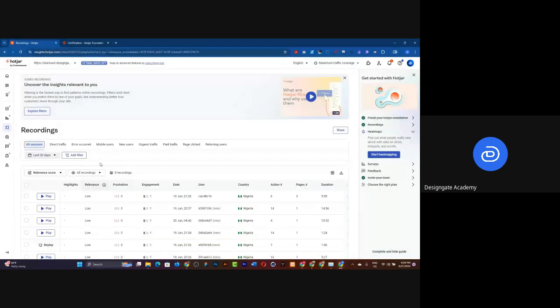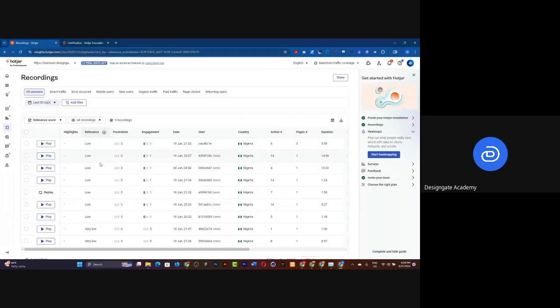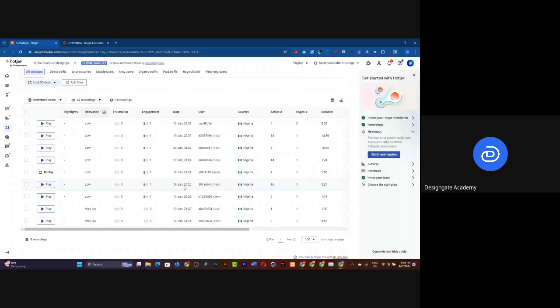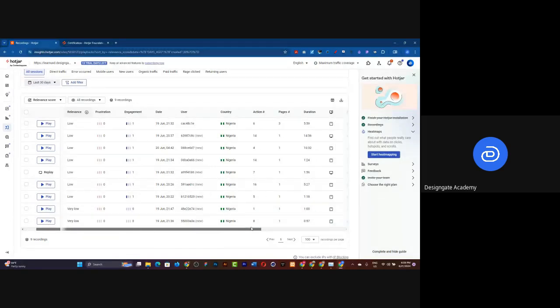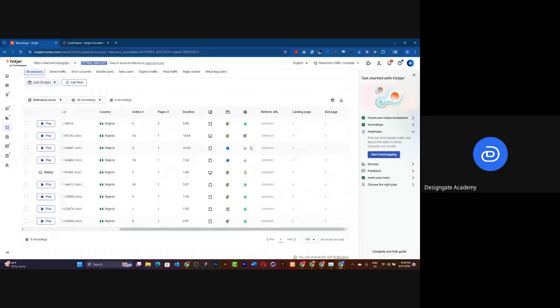So you can see that we have recordings. These are the recordings in the past 30 days. You can see the relevance. You can see frustration, where users experience frustration, the engagement rates, the dates, the user, the country, the actions they took, the pages they explored, the duration of their visits. You can see the device type they used.